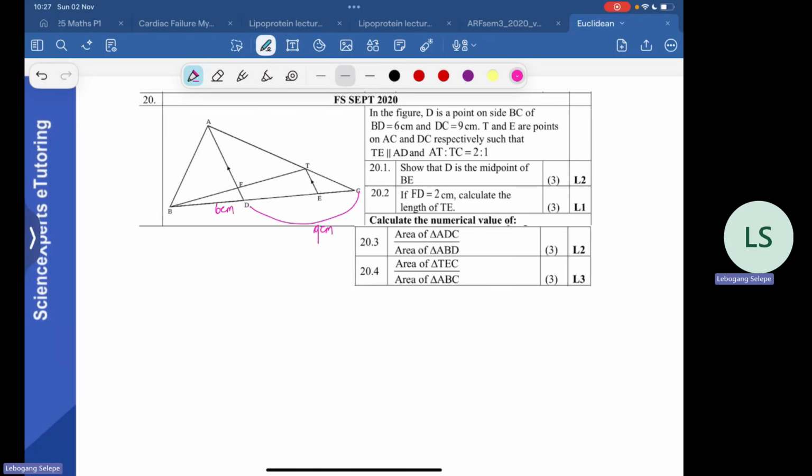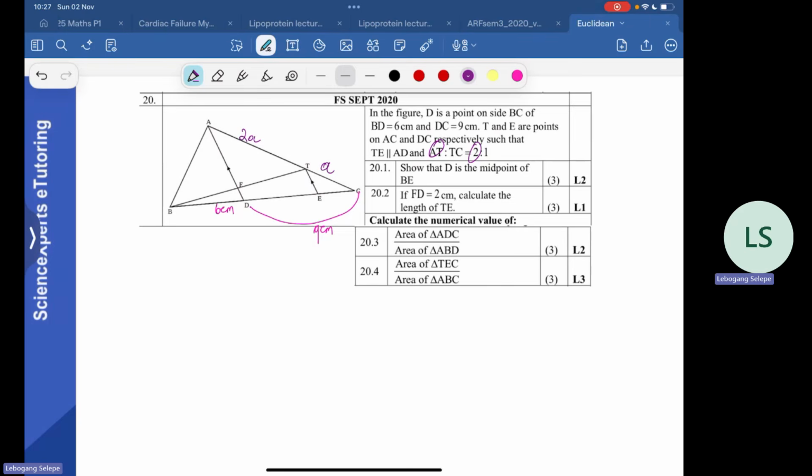T and E are points on AC and DC respectively, such that, now here's the important part, right? TE is parallel to AD, right? So here we are given parallel lines. TE and AD are parallel, so we will be able to take out equal, or proportional, ratios. We are also given a ratio here. AT divided by TC is 2 divided by 1. So use our method of using letters, right? So AT, I can call it 2A. Then TC, I can call it A, a single part of the line.